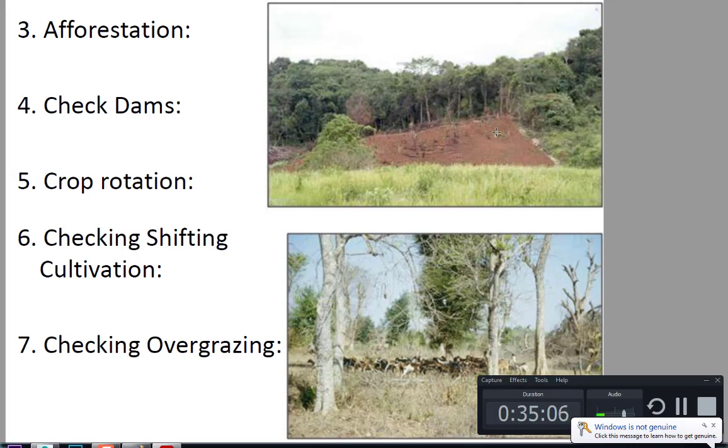In addition, the mining process is also responsible for the soil degradation, and other practices are also responsible. Here I have discussed only a few things which are responsible for the soil degradation, land degradation, as well as some conservation methods also.